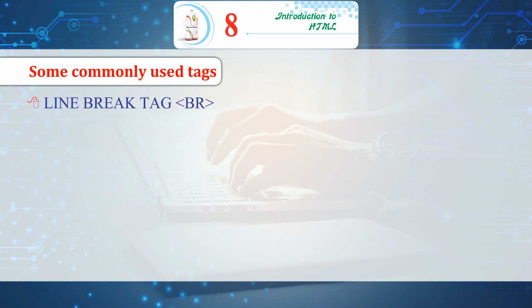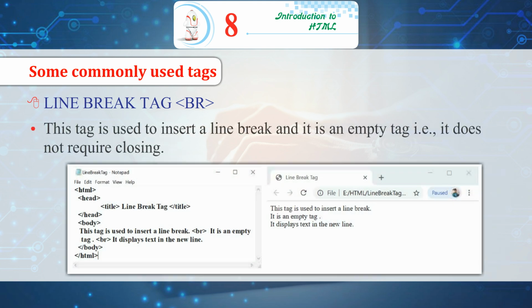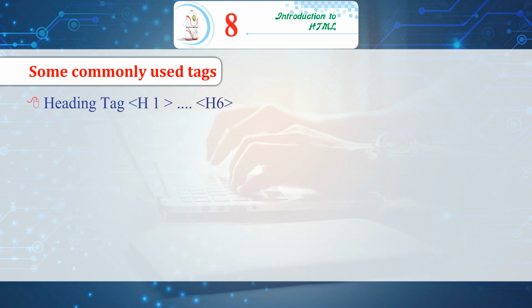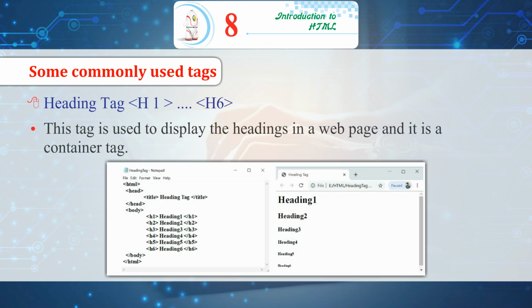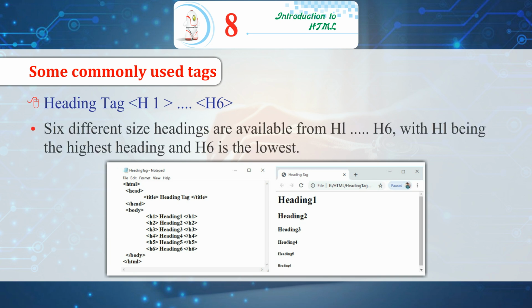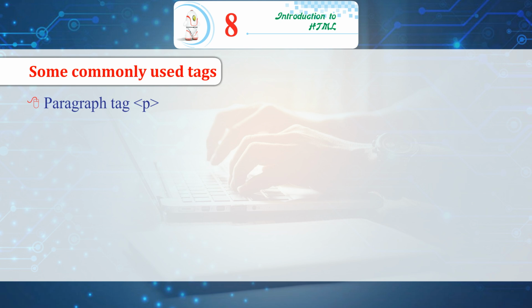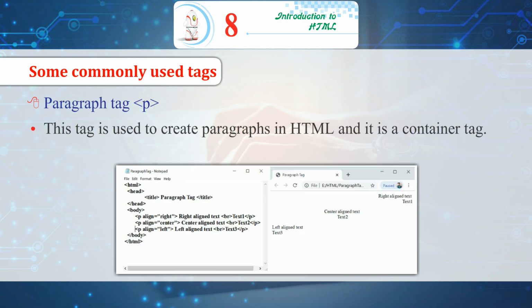Line break tag, BR. This tag is used to insert a line break and it is an empty tag, that is, it does not require closing. Heading tag, H1 onwards to H6. This tag is used to display the headings in a web page and it is a container tag. Six different size headings are available from H1 to H6, with H1 being the highest heading and H6 the lowest. Paragraph tag, P. This tag is used to create paragraphs in HTML and it is a container tag.